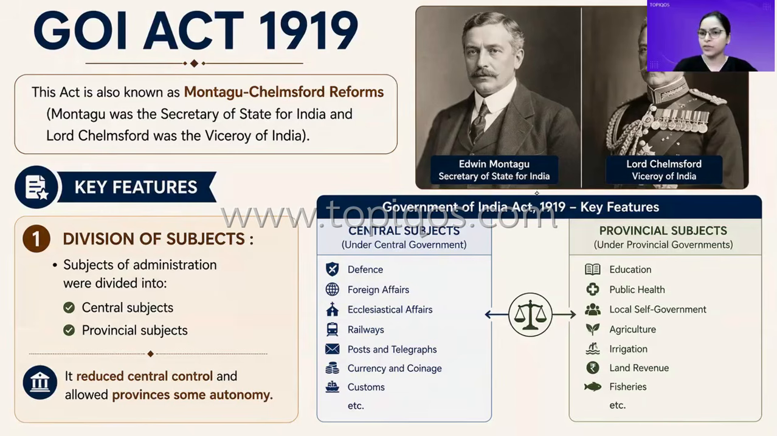Edwin Montagu was the Secretary of State for India. He was the one who issued that August Declaration as an outcome of the Home Rule League movement. And the Viceroy of India at the same time was Lord Chelmsford.